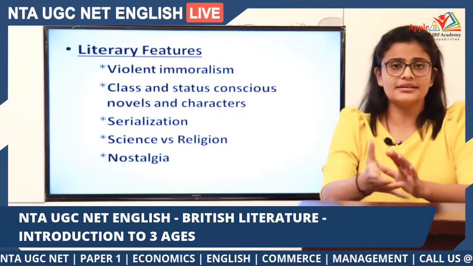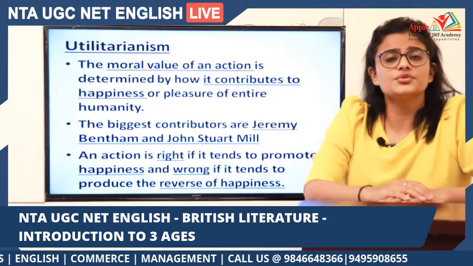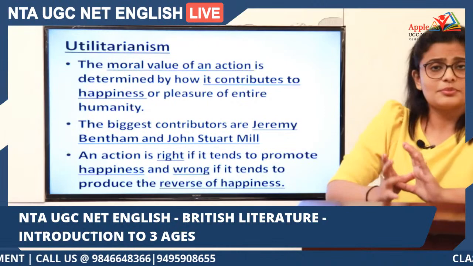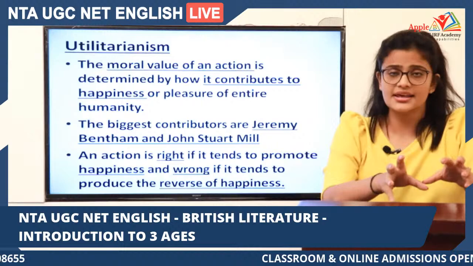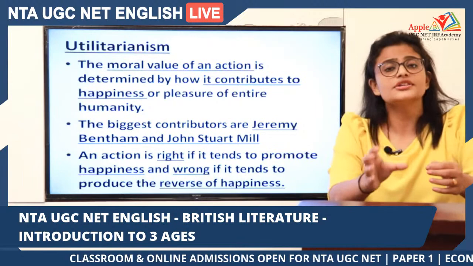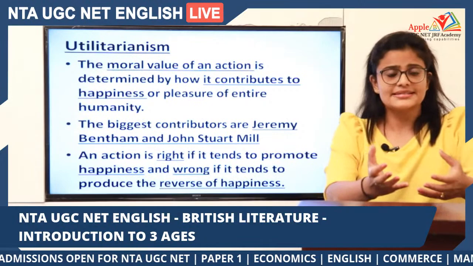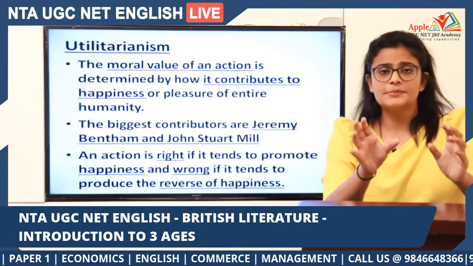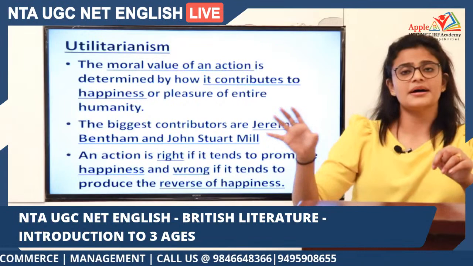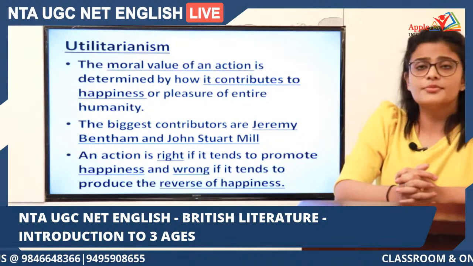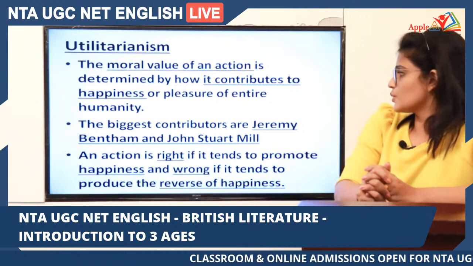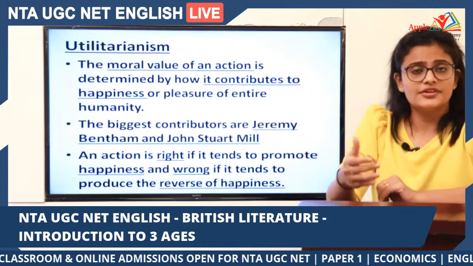And another important thing that you have to remember about the Victorian Age is utilitarianism. What do you mean by utilitarianism? That is the moral value of an action: whether an action is good or bad is determined by how it contributes to the happiness or pleasure of the people. For example, if I take a pencil or this laptop, the pleasure or happiness it gives to me determines the moral value of this object or action. The biggest contributors to utilitarianism are Jeremy Bentham and John Stuart Mill. According to them, an action is right if it gives you happiness, and if it doesn't give you happiness, then the action is wrong.